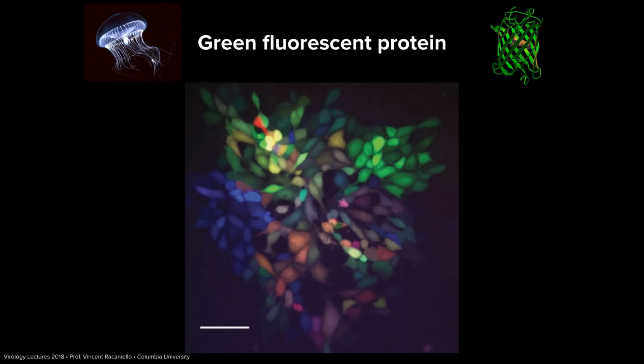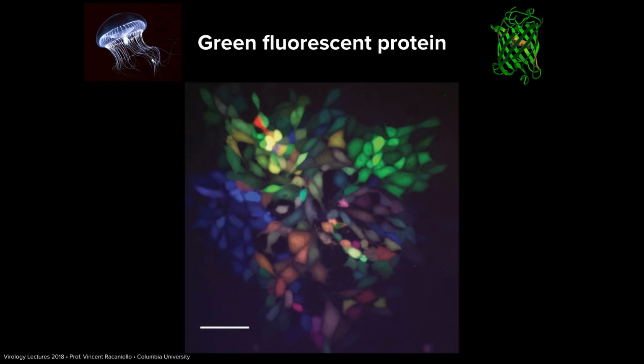We use fluorescent proteins a lot in virology. Of course, green fluorescent protein came from a jellyfish originally, and it was shown to be a great way to track proteins in cells of various sorts. So there's the original jellyfish from which it was derived. And many, many color derivatives have been since made by chemically altering the original GFP.